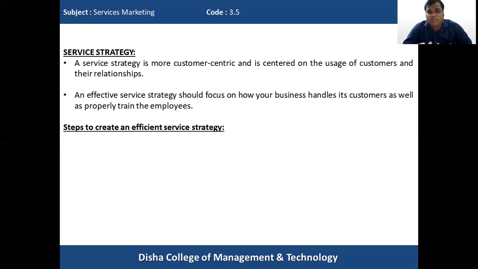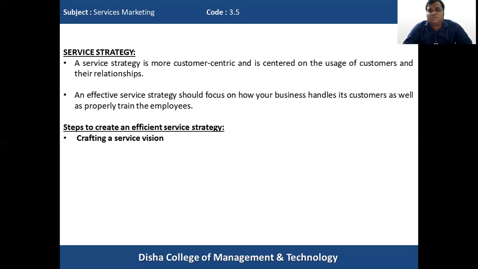So we can decipher certain steps to keep in mind while making an effective service strategy. We have discussed three points under it. The first point that we have discussed is creating a service vision. First, we should have a vision. The service organization should have a vision about the kind of service it is going to provide to the customers. What would be its unique strengths? That is something we have to keep in mind. So we have to first craft a vision.